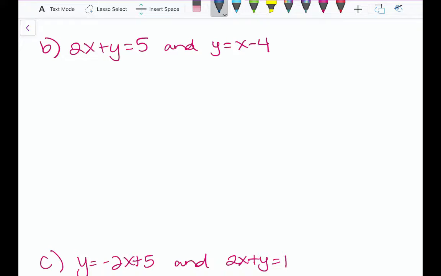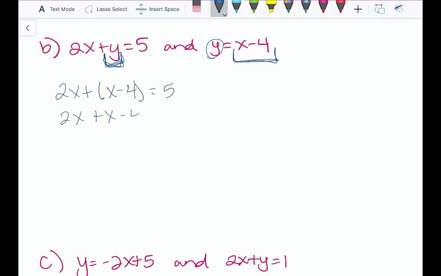Now here, only one equation is solved for y. And so the equation that is solved for a variable already is going to be what I'm going to use to substitute. So I'm going to substitute the x minus 4 for y in the other equation. So this is going to become x minus 4. So 2x plus, and I'm going to go ahead and put parentheses here, because if that's a minus sign in front, then it's very important that there are parentheses. So 2x plus x minus 4 equals 5.